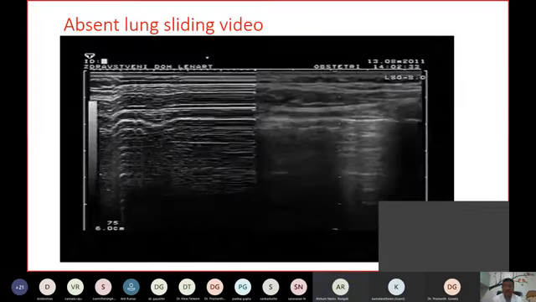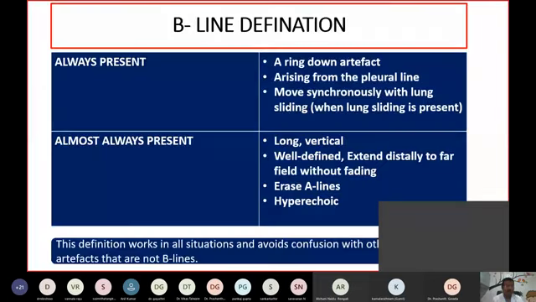I'm going a bit faster because we have covered these things in the previous class. So the next abnormal finding will be B lines. We saw already how B lines appear. All these 7 points should be there to define a B line. So it's a ring down artifact, I explained already. B lines arise from the pleural line. They will move along with pleura.